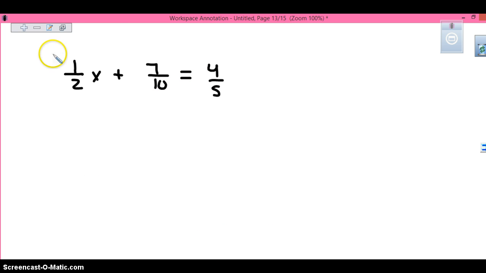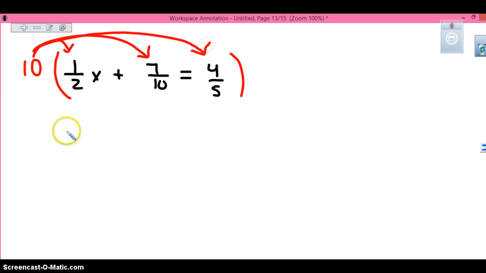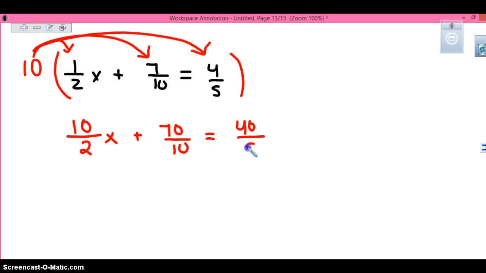If we have to solve 1/2 x plus 7/10 equals 4/5, we can clear the fractions by multiplying times the least common denominator. We have 2, 10, and 5. In this case, the least common denominator is 10. And we're going to distribute the 10. This leaves us with 10 over 2x plus 70 over 10 equals 40 over 5.